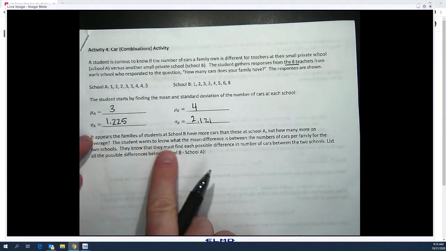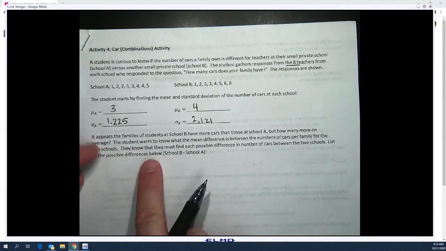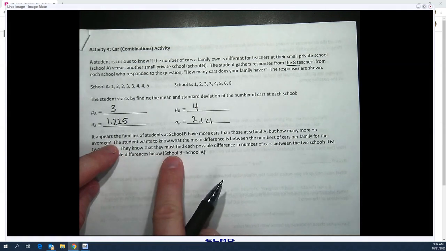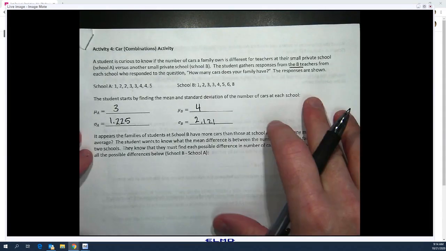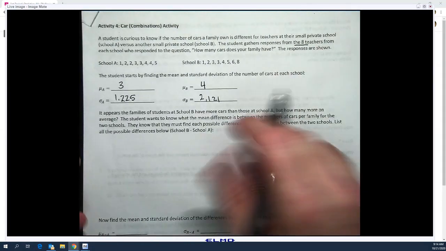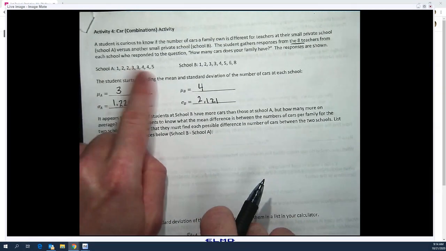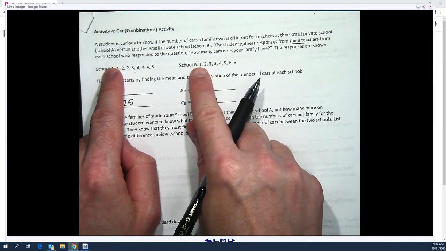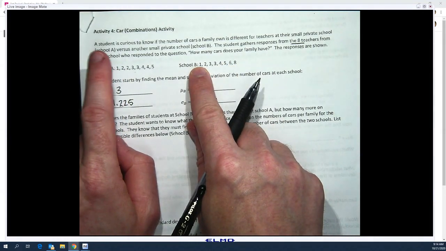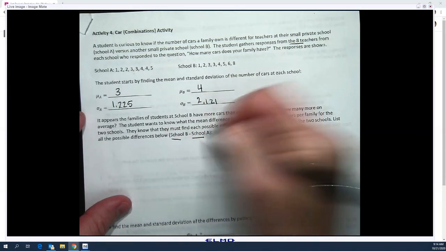And a student wants to know what the mean difference is between the number of cars per family for the 2 schools. They know that they must find each possible difference in the sums, list all those possible differences. And so this is kind of what we did yesterday, because there's not a nice little table there. But we're going to take a random person from A and a random person from B and subtract them over and over again. And so we're just going to find each one. So for example, if we got, actually, are we doing A minus B or B minus A? We're doing B minus A, sorry.